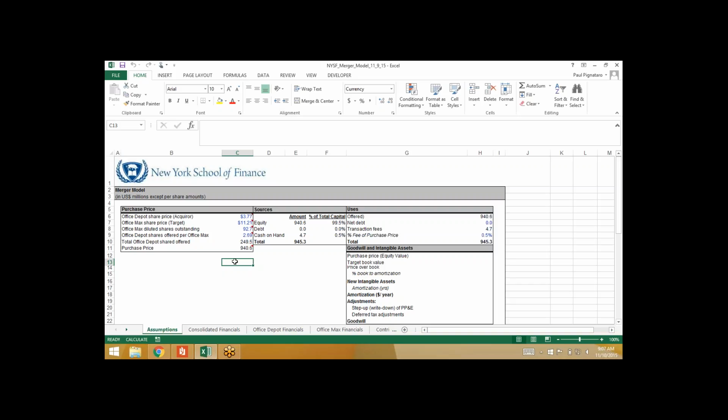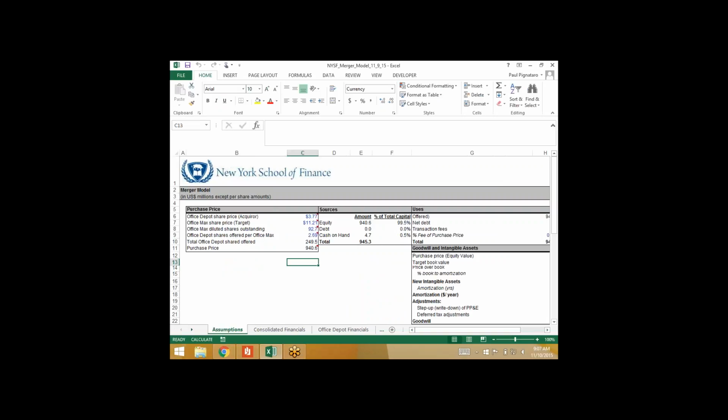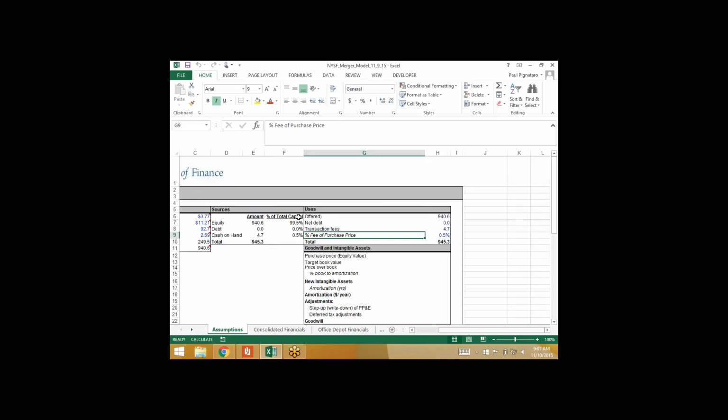So once we get the screen going, what we have now is, just as we laid out yesterday, $3.77 a share. And we laid out the uses and the sources. Of course, this is a stock swap, so the majority is equity.